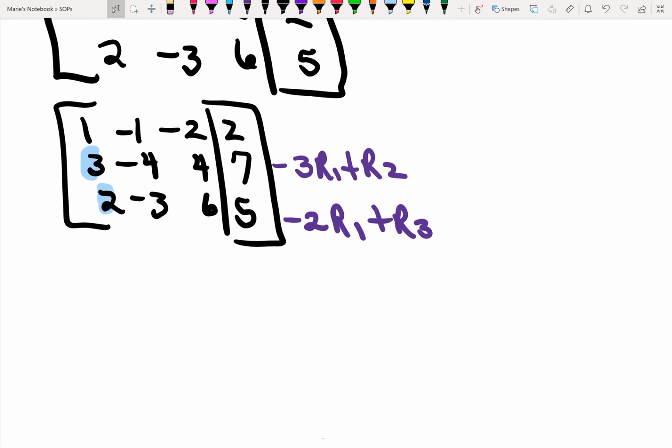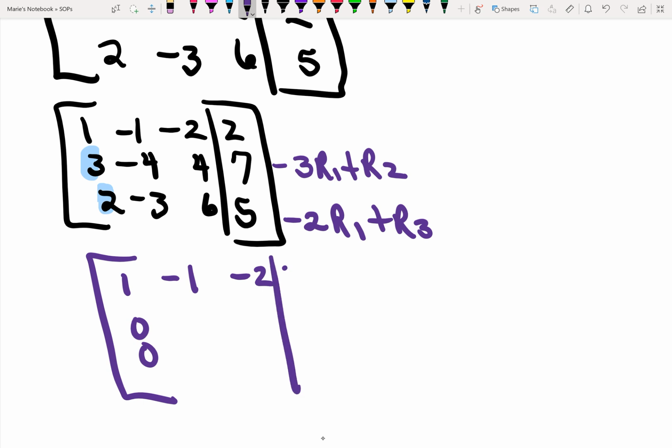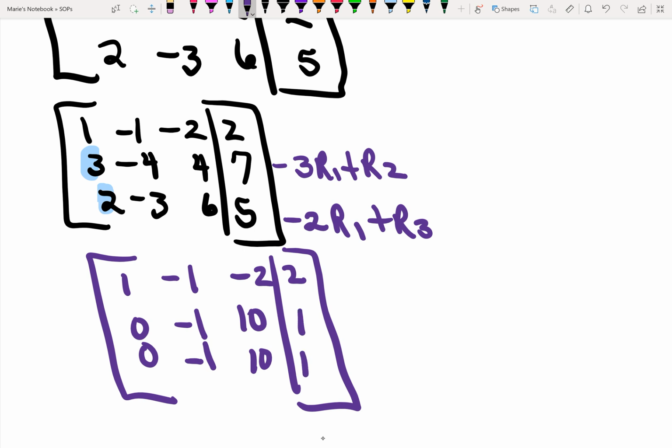fixes, I end up with a new matrix, which looks like this, where I have 1, 0, 0. So negative 1, negative 2, and 2 don't change. This becomes negative 1. So if you think about it, negative 3 times negative 1 is positive 3, minus 4 gives me negative 1. That's where I'm getting that from. So negative 1, 10, 10. You already start to see that repetition happening.